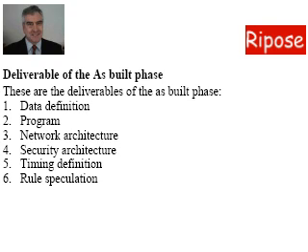In row 5, the as-built scope, the deliverables are 1, data definition, an extension to the physical data model. 2, program, an extension to the technology design model. 3, the network architecture, an extension to the technology architecture. 4, security architecture, an extension to the presentation architecture. 5, timing definition, an extension to the control structure. And 6, the rule speculation, probably an extension to the rule design.